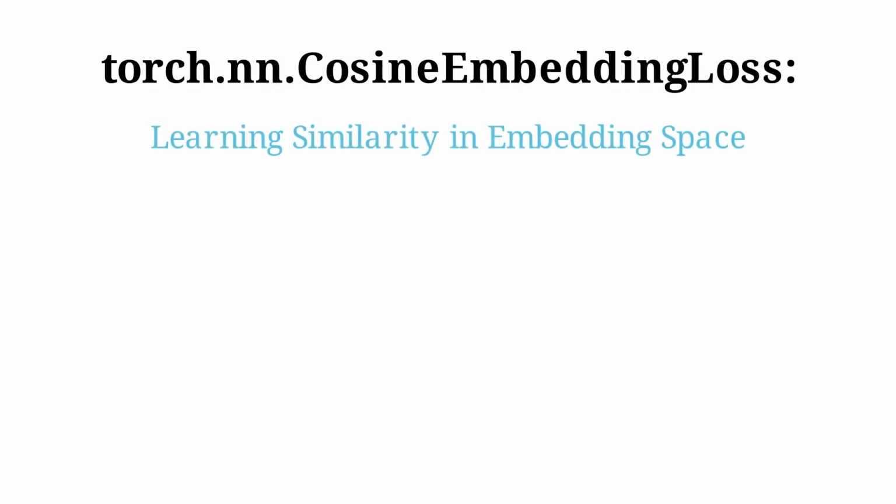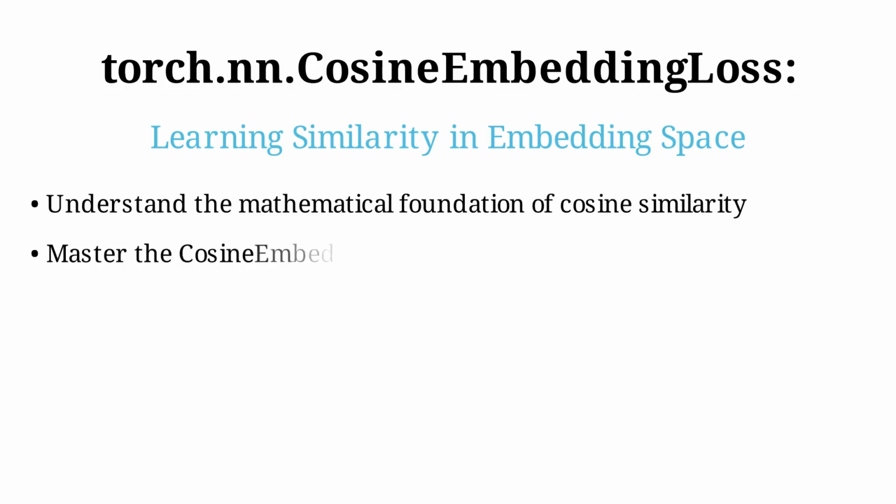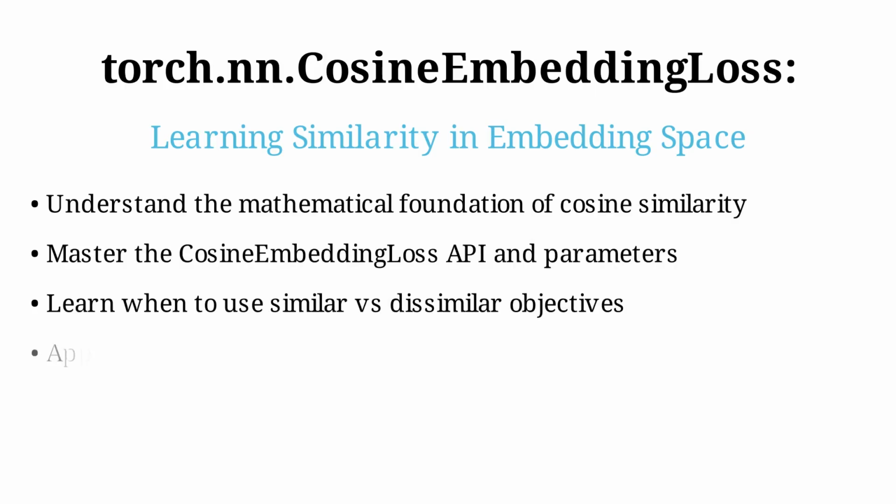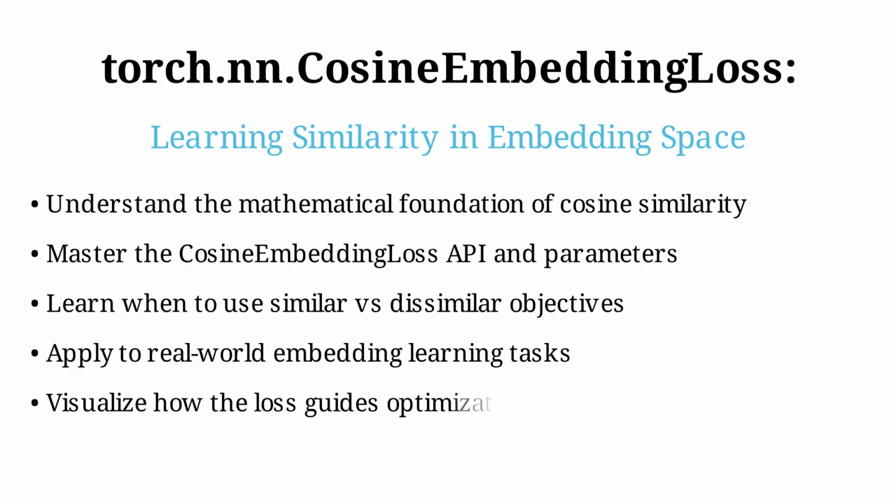Welcome to our deep dive into torch.nn.CosineEmbeddingLoss. This is a powerful loss function that helps us learn meaningful similarity relationships in embedding space. Today, we'll explore how this loss function works mathematically, master its API and parameters, understand when to use similar versus dissimilar objectives, and see real-world applications in embedding learning tasks. We'll also visualize exactly how this loss guides our embedding optimization process.